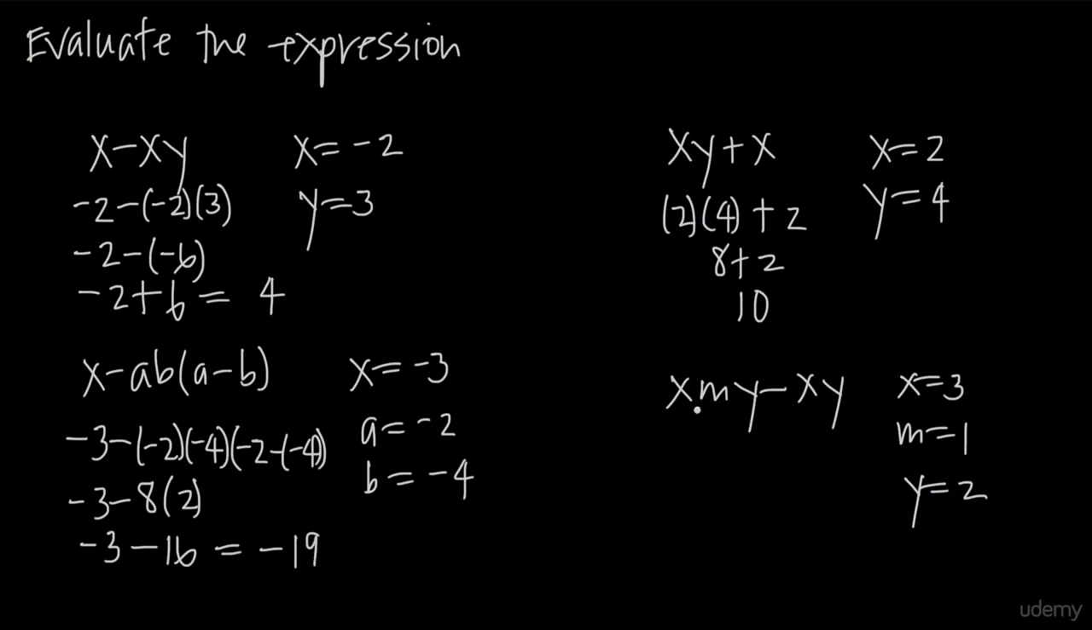If we look at the last example here, we have x m y minus xy, where x is 3, m is 1, and y is 2. So plugging in those values, x times m times y, we'll do 3 times 1 times 2, and then minus, we keep our subtraction sign, x times y, or 3 times 2. When we simplify, 3 times 1 is 3, 3 times 2 is 6, so we get 6 here. 3 times 2 is 6, so -6, and the result then is going to be 0.